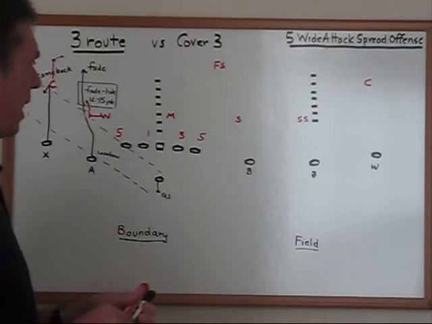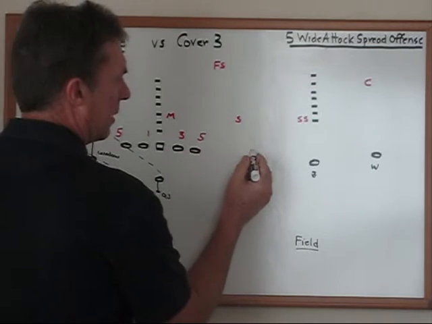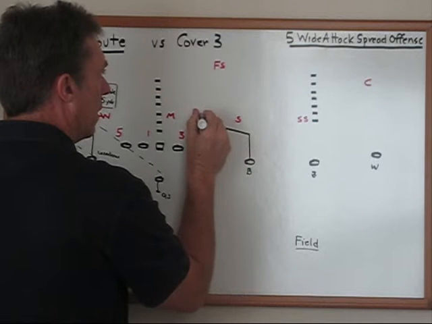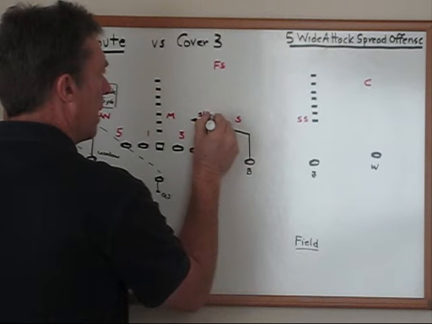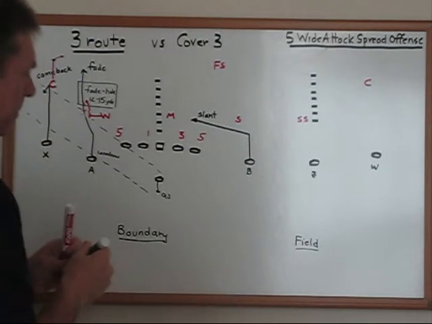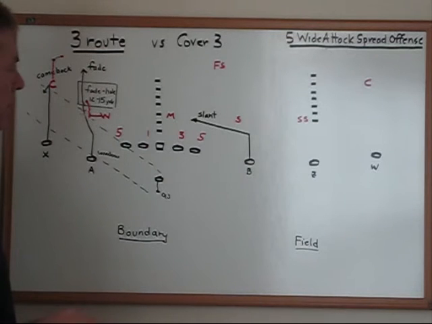Moving over to the field side. The route for the B back in the 3 route is a slant route. And he's going to run that as a 3-step slant. He'd like to take that underneath the Mike linebacker.